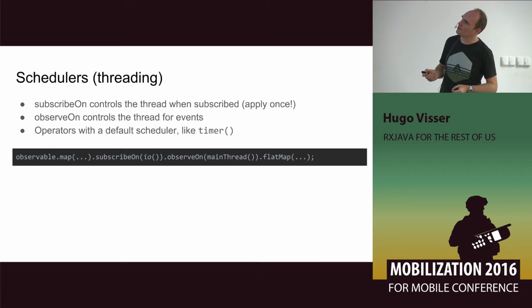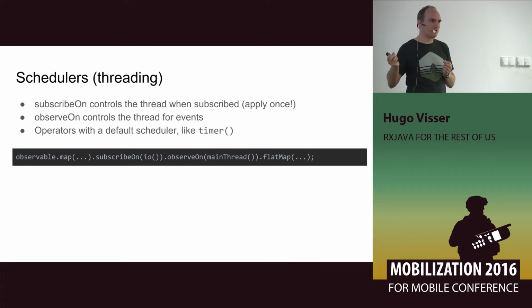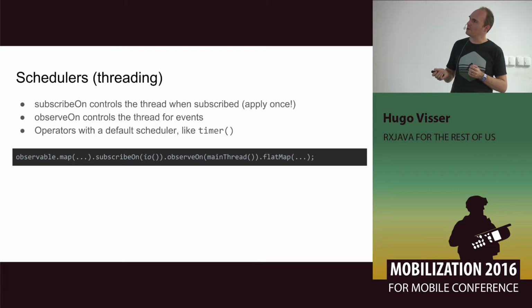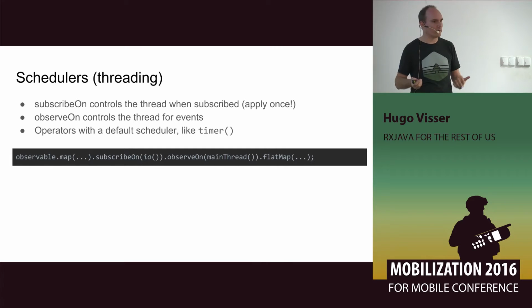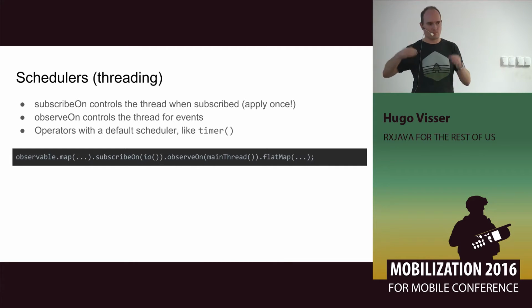ObserveOn, on the other hand, controls where the event is emitted, on which thread it is emitted. So you typically use that with the main thread to make sure that once you get your result, you get it back on the main thread, and then you can safely update your views and that kind of stuff. So in this example, the map would be running on the IO thread, and then once the result from the map comes back, it will switch to the main thread, and then it goes on with another operator, flat mapping, or yeah, whatever.